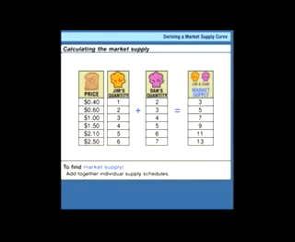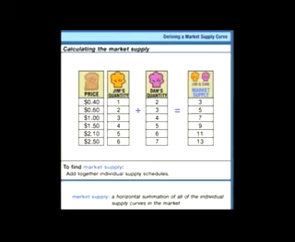Now, we can put Dan and Jim's information together and wind up with the market supply schedule for bread. At any given price, this table tells you the quantity supplied by Dan plus Jim's bakery. The next step in this lecture is to move this information over to the board and represent it in diagrams.